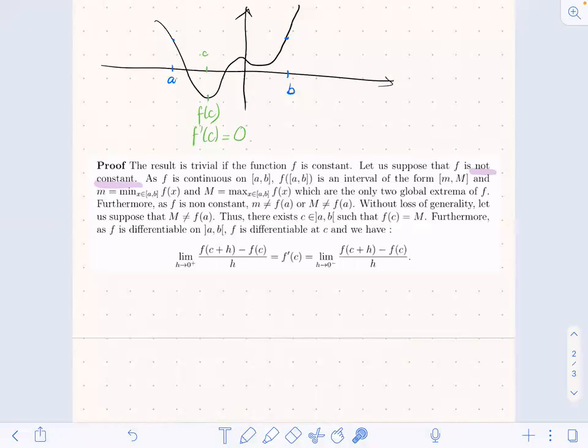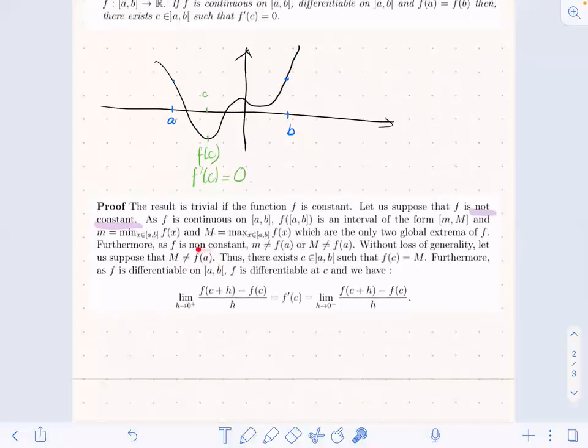So we're going to suppose, if we're at the left-hand side of the interval, that f of a is not equal to the maximum of the function on that interval. And what can we say from this? We can say, using one of the continuity theorems again, that as m is not equal to f of a, you can find some point c in the interval such that f of c is equal to m.